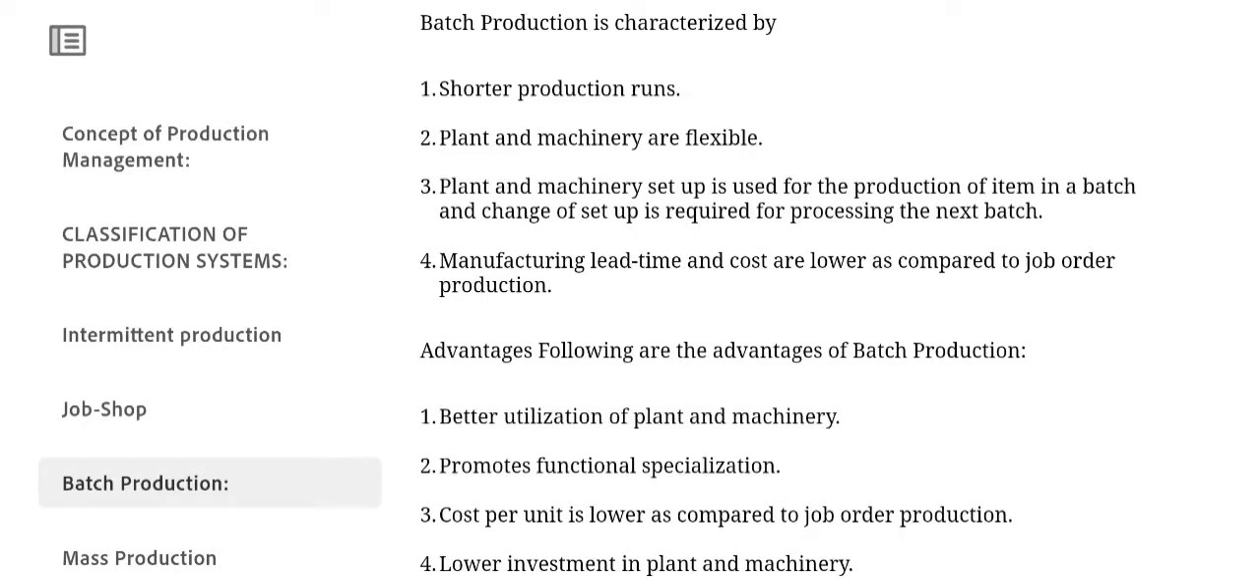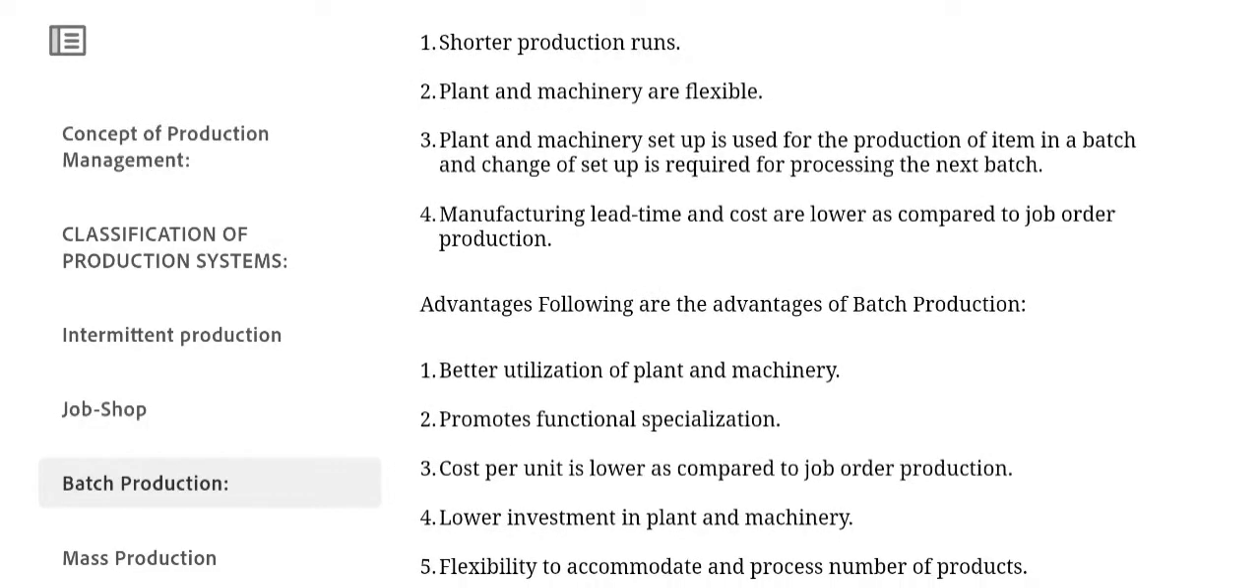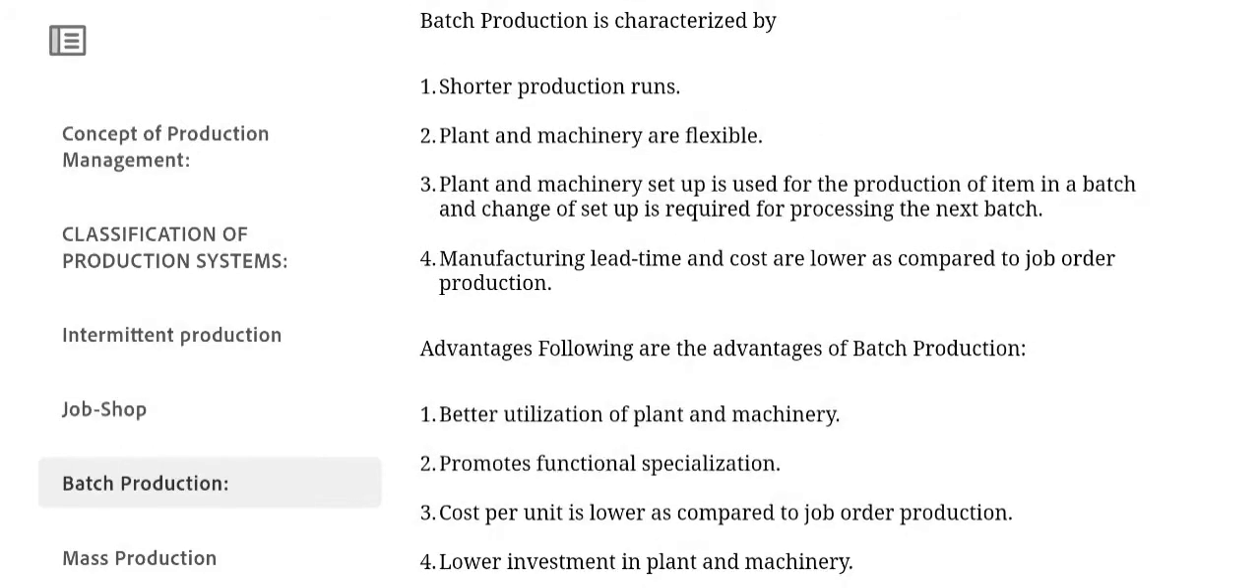As I already told you, this is a low variety item, but it still has a higher volume, so you need to produce one lot, one batch, and after that we have to reset the production system so that we can achieve the next variety item. So this is basically the characteristic. Now the next is what? Manufacturing lead time and cost are lower as compared to job order production.